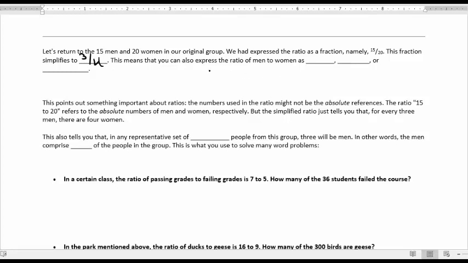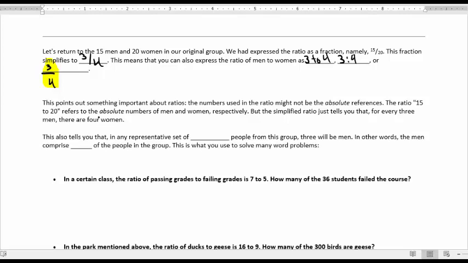So that actually means that you could have expressed that 15 to 20 ratio as 3 to 4, 3 colon 4, or 3 over 4. And again, the distinction between a fraction and a ratio is, if I'm thinking of this as a fraction, I'm going to say 3/4. If I'm thinking of it as a ratio, I'm going to say 3 to 4, right? So it's just really the context that you're dealing with, how you're going to say it.